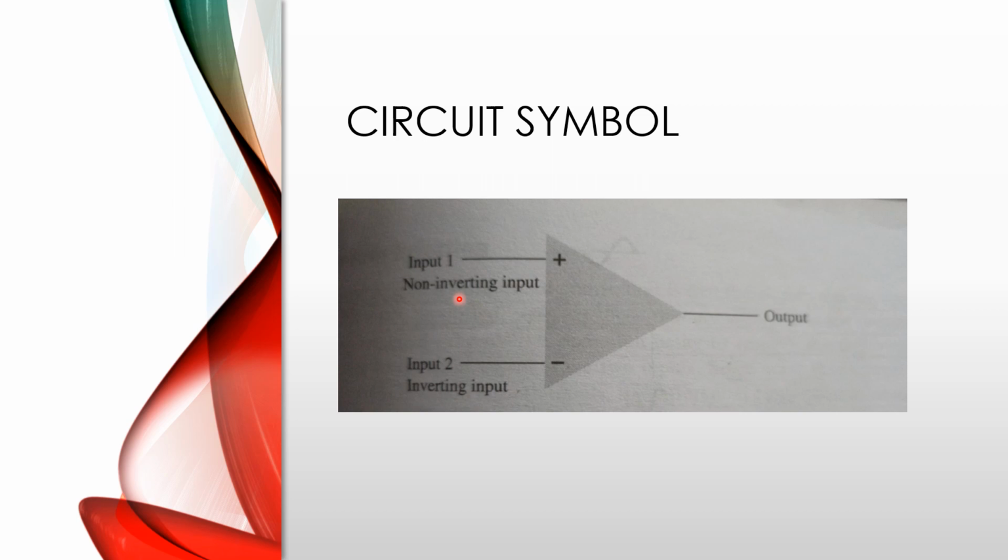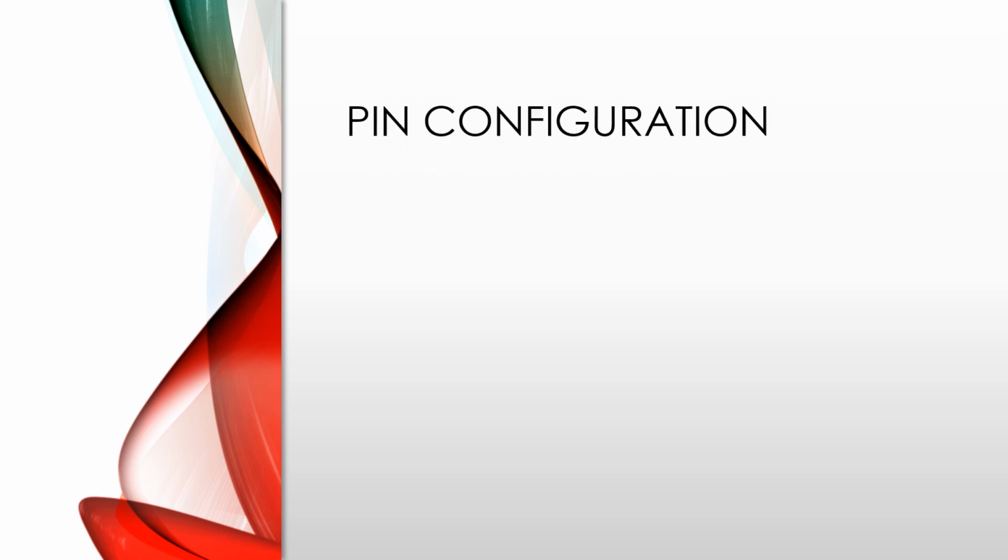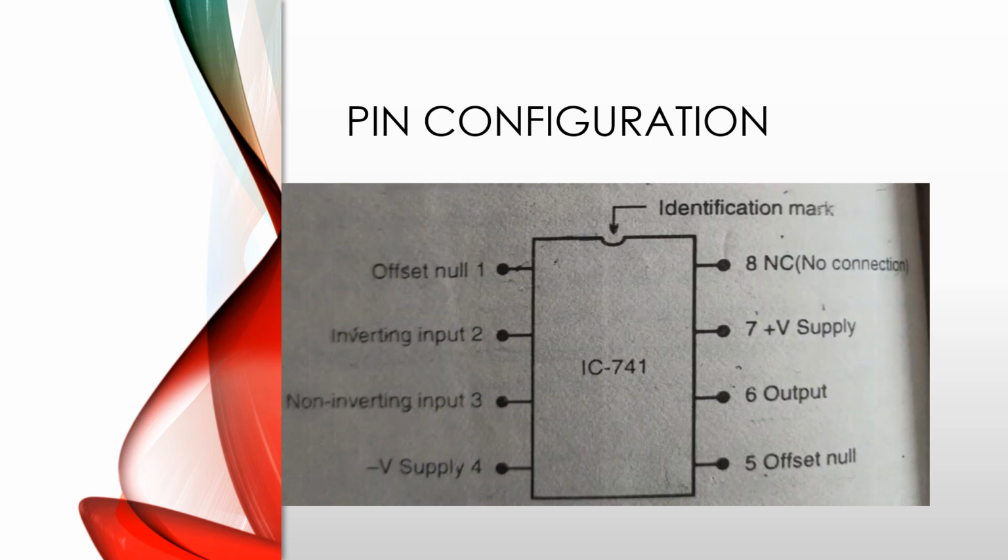Okay, so this is the circuit symbol of an op amp. Now, we know the op amp is an integrated circuit. Integrated circuit means in IC form, the op amp looks like this. This is the pin configuration of the op amp.